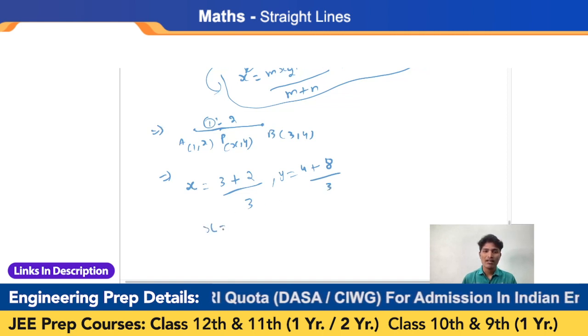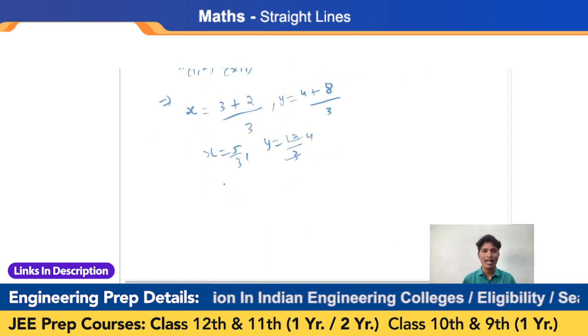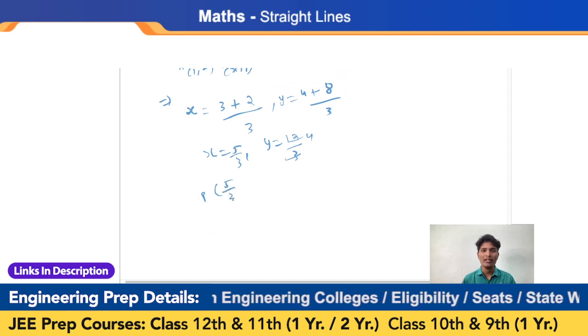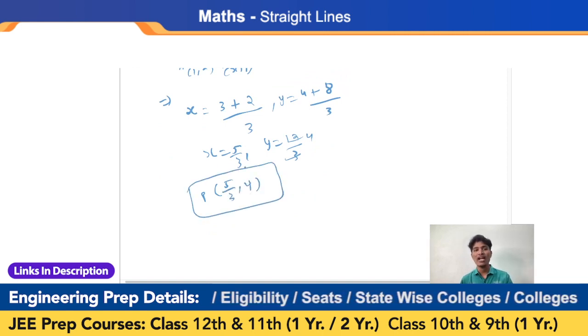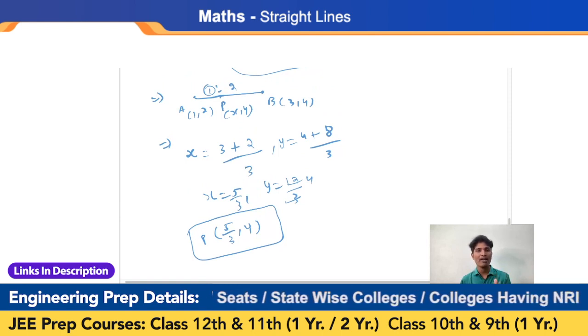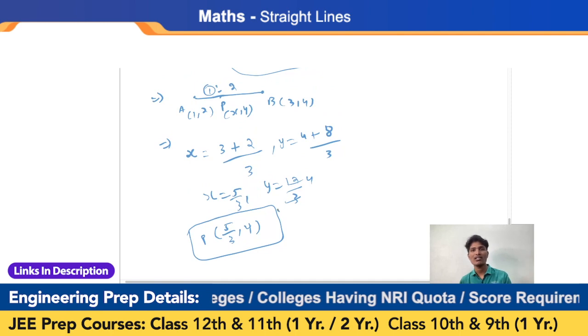If you observe, x is equal to 5 by 3 here and y is equal to 12 by 3, which is 4. So I got point P as (5 by 3, 4). This is the point which is dividing the line AB, having points (1, 2) and (3, 4), in the ratio 1:2. It is very important. Like this you have to solve.